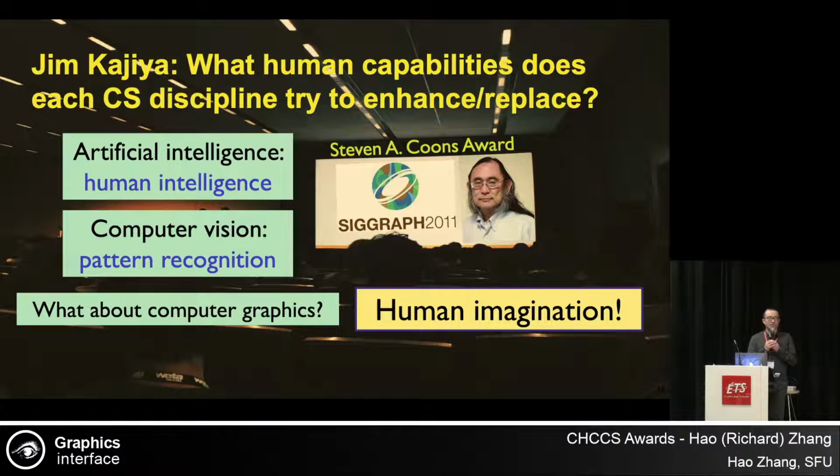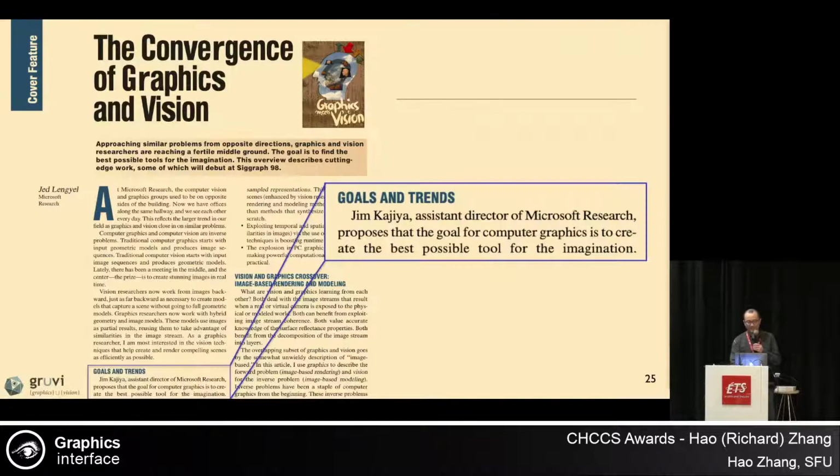So Jim Kajia's answer was human imagination. Okay, so I learned it. I started to use this in my talk, but for a long time, I really couldn't find the original source. I wrote an email to Jim Kajia. Of course, I didn't get an answer. But until this year, I finally found the source.